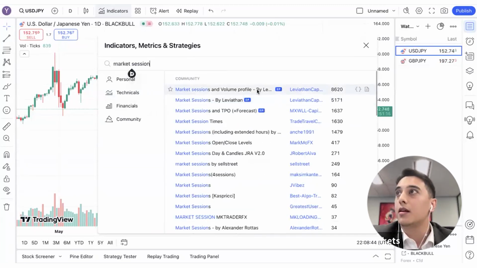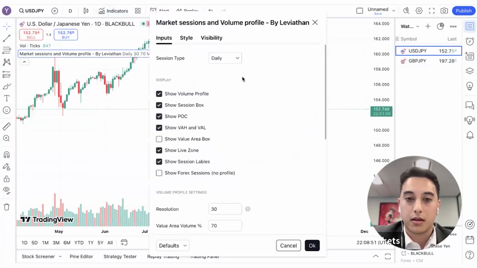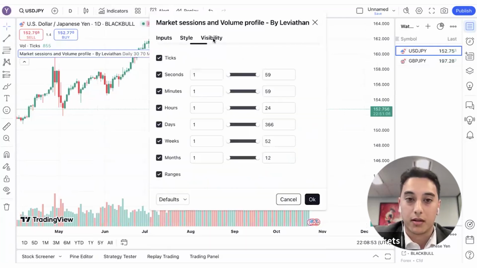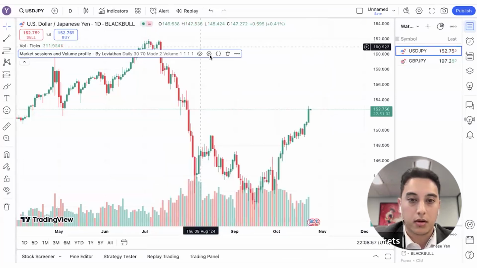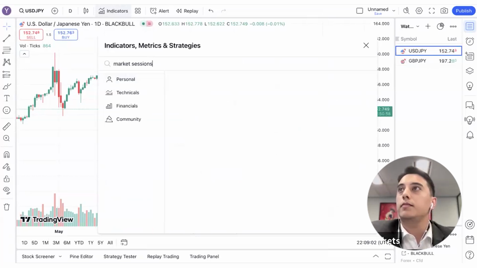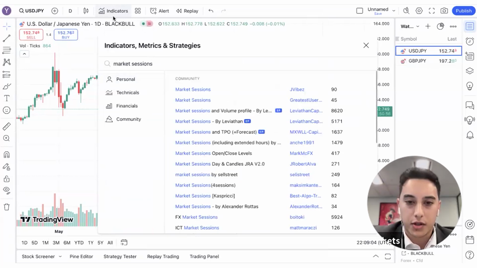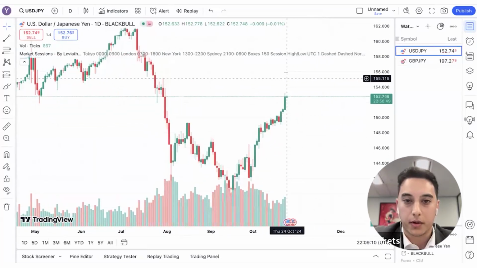Basically, any indicator that can show you visually the prices, where the session starts and where it ends. So is this the right one? No, it doesn't seem like it is. Market sessions. Market sessions by Leviathan. Maybe it's this one here. Okay, yep, there we go.